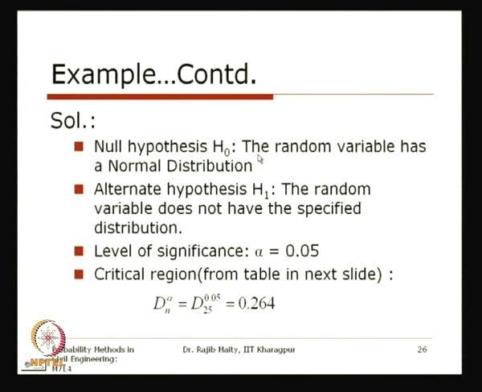Our null hypothesis here is that the random variable has a normal distribution with those parameters. Of course, the alternative hypothesis is that the random variable does not have the specified distribution in the null hypothesis. The level of significance is 0.05, and for the critical region from the table, the number of data is 25 and the significance level is 0.05.